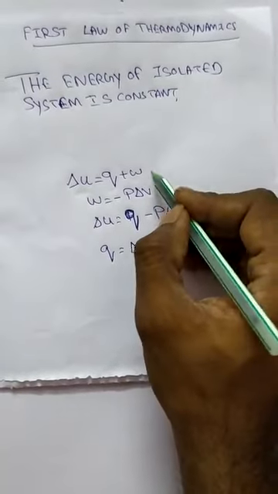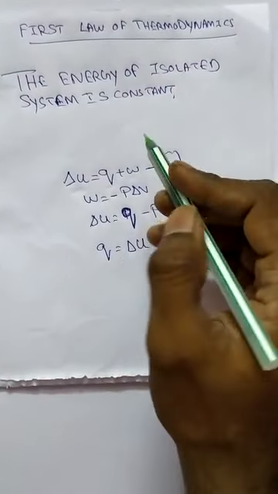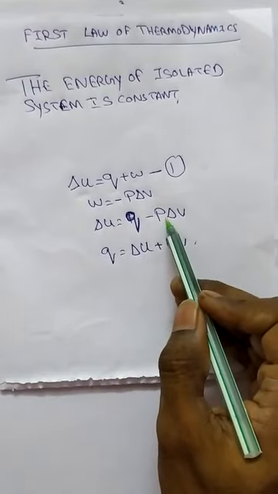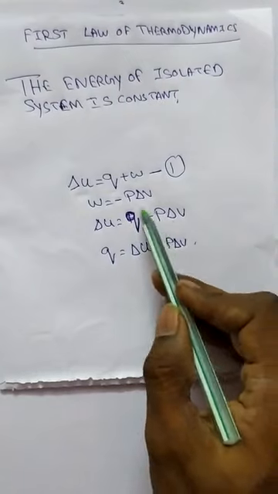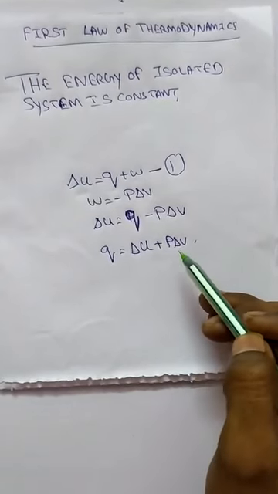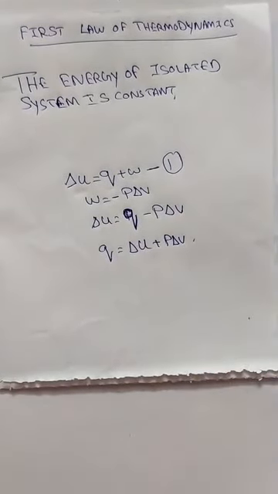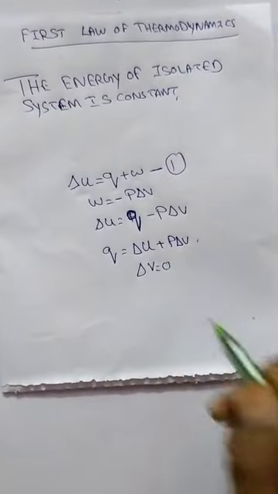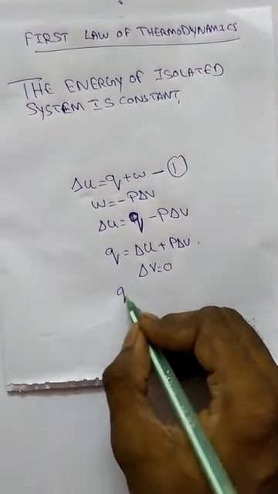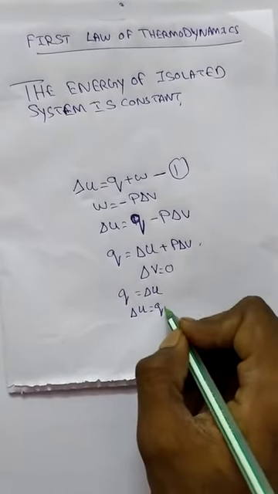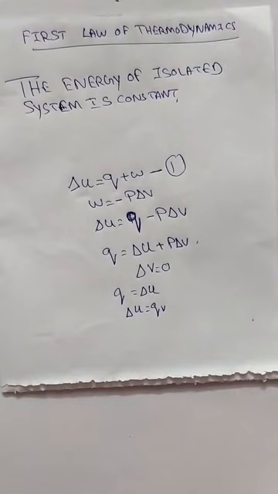Substituting W = -P del V in equation 1, we get del U = Q - P del V, or the heat change Q = del U + P del V. When the change in volume del V is equal to 0, that is an isochoric, constant volume process, then Q is equal to del U, so del U is the heat change at constant volume: del U = Qv.